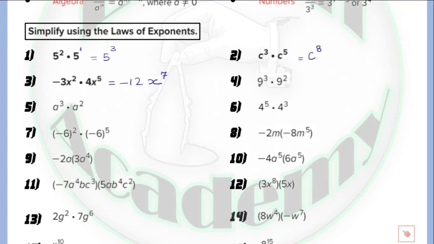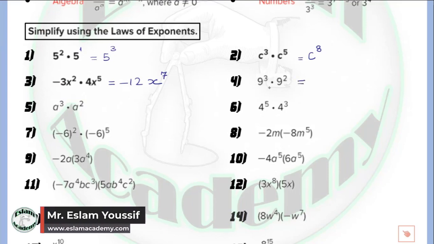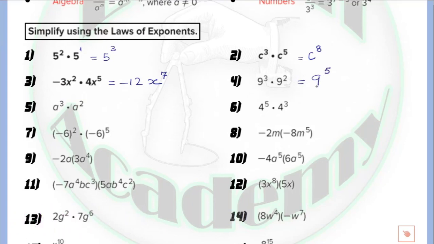In question number 4, we have 9 power 3 times 9 power 2. The two monomials have the same base, so we just write it. 3 plus 2 equals 5. So the answer will be 9 to the power 5. In question number 5, we have a power 3 times a power 2. We write a and add the power, so the answer will be a to the power 5. In the same way, in question number 6, 4 power 5 times 4 power 3. We write 4 and add the power, so the answer will be 4 to the power 8. In the same way in question number 7, we write the same base and add the power, so the answer will be negative 6 to the power 7.